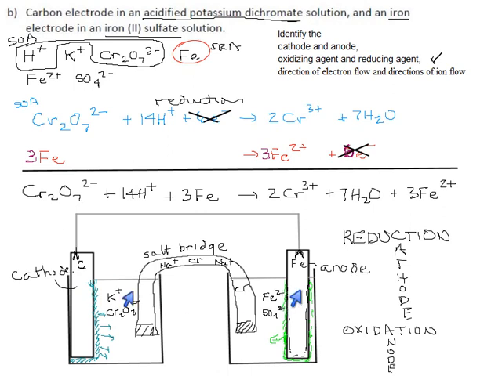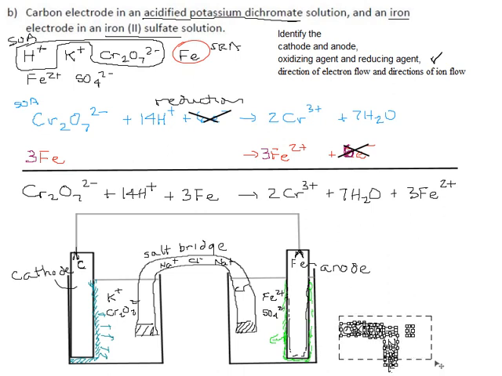These two solid pieces are both called electrodes, and the more specific names are one of them is the cathode and one is the anode. So we've got that covered. Good. Okay, so cathode and anode done, oxidizing agent and reduction done.